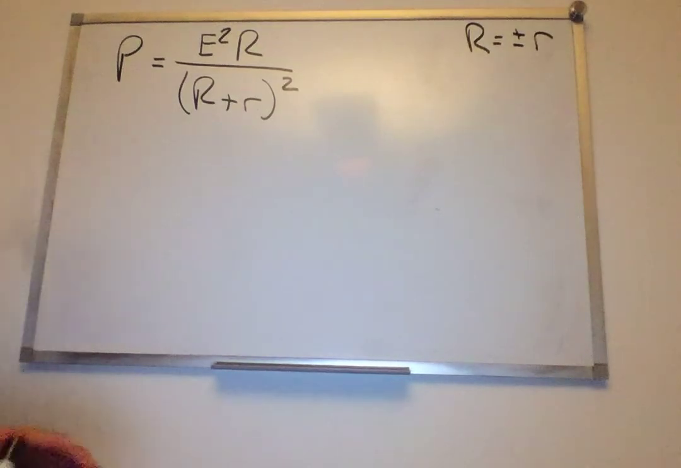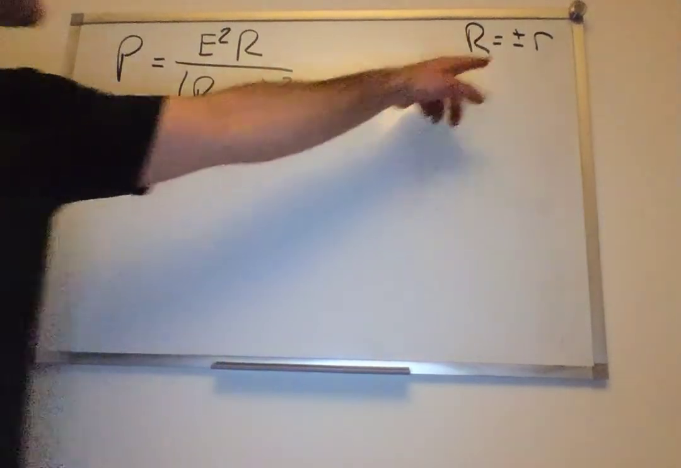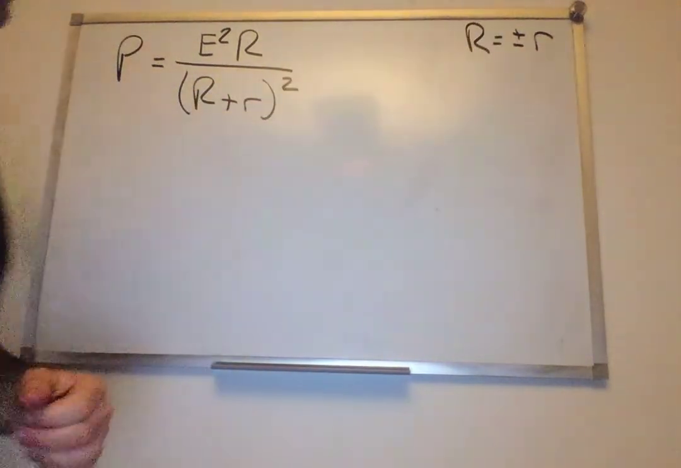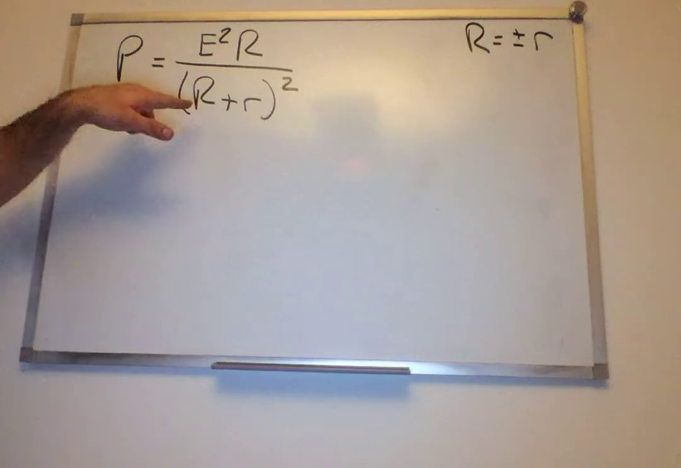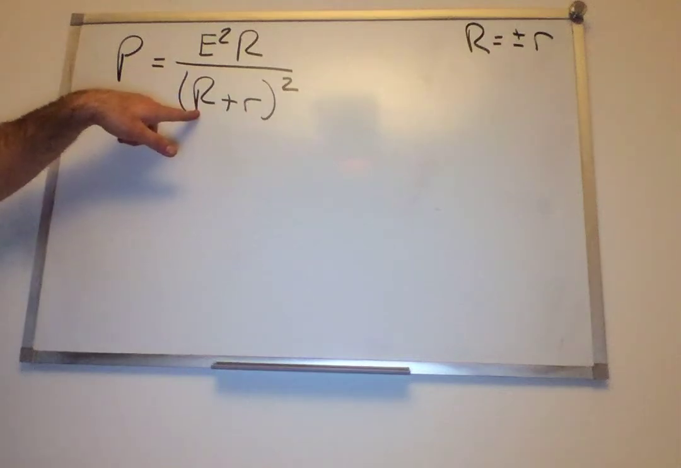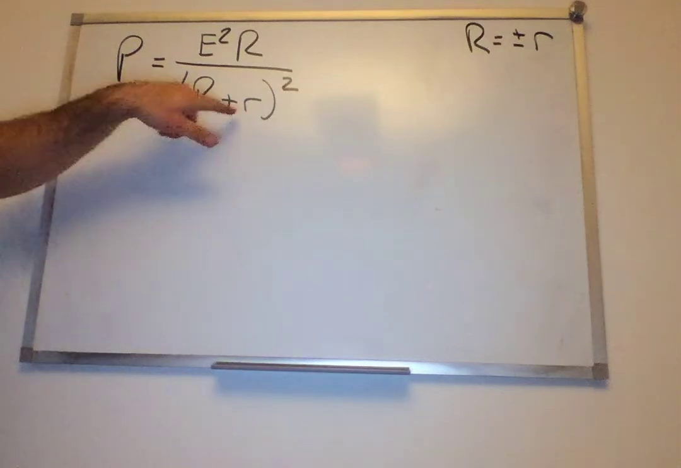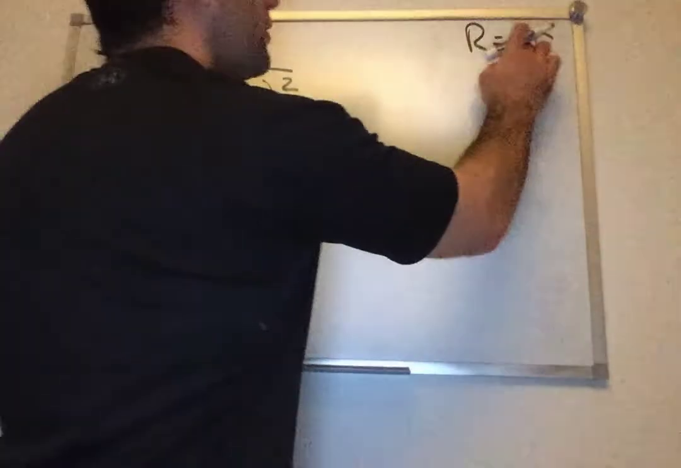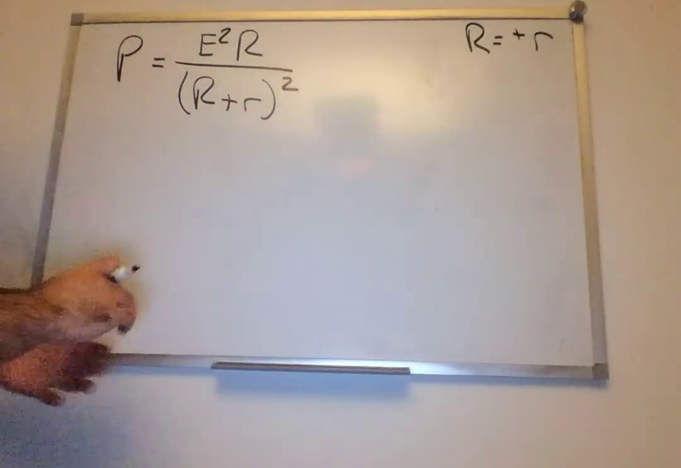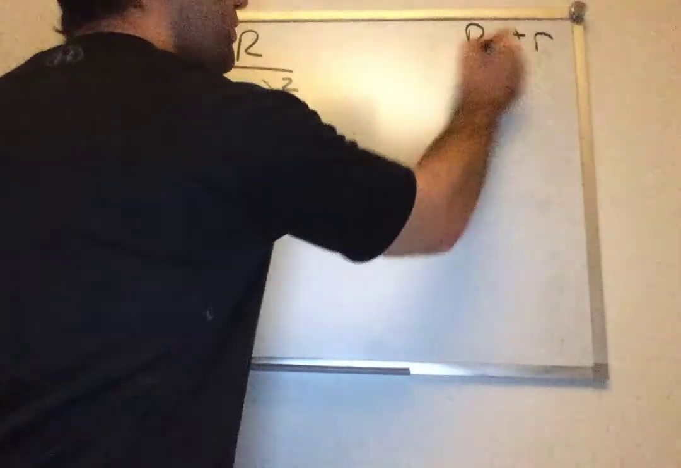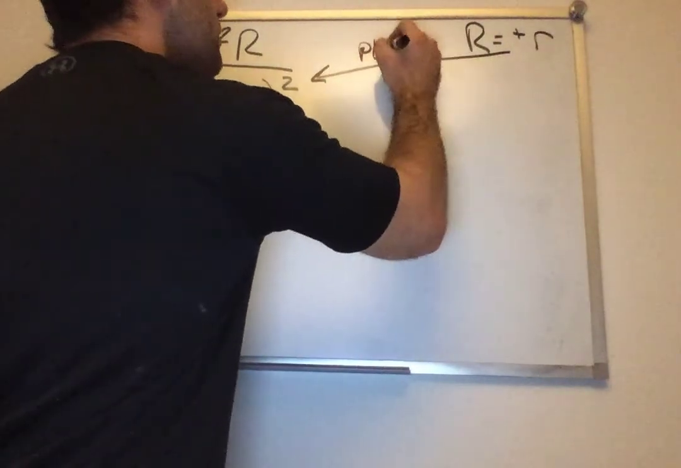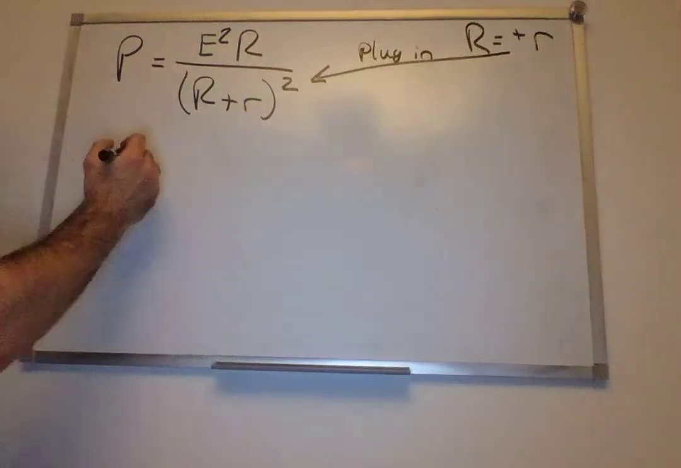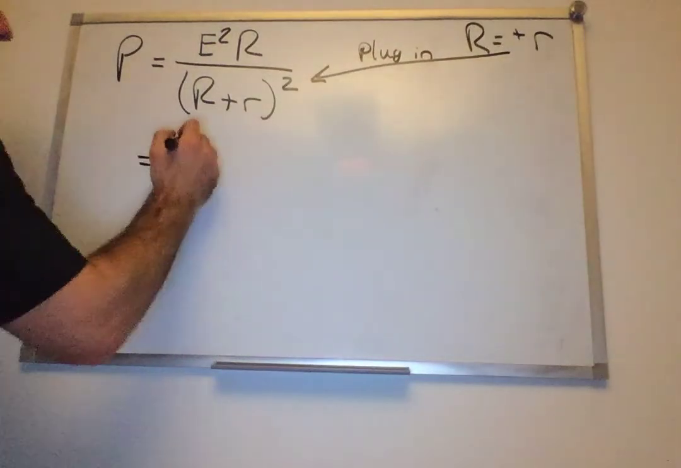Not only that, let's see what happens if we were to take the negative version and plug it in. If I were to plug in negative r right there, negative r plus r is 0. I'd be dividing by 0, okay? So we don't need that. We don't need the negative version. So what we're going to do is plug in. And this would be the maximum power.